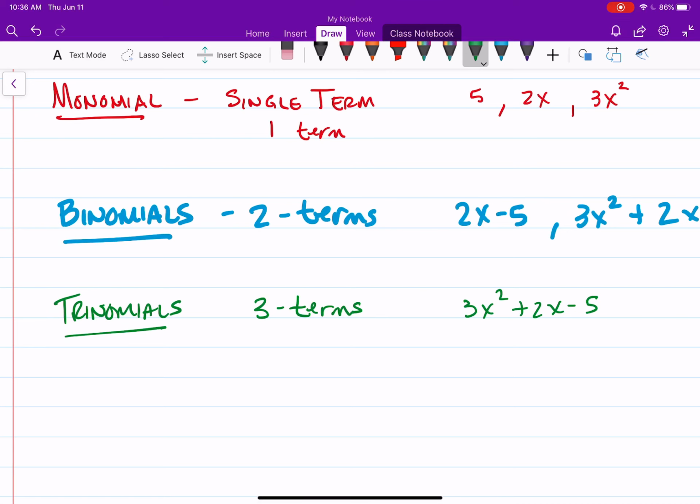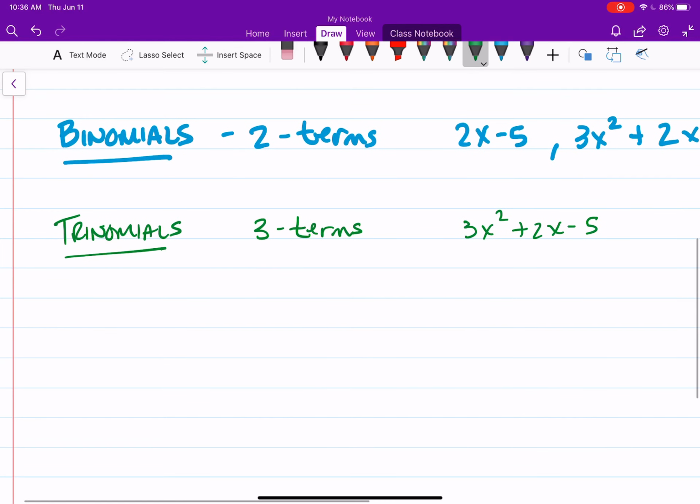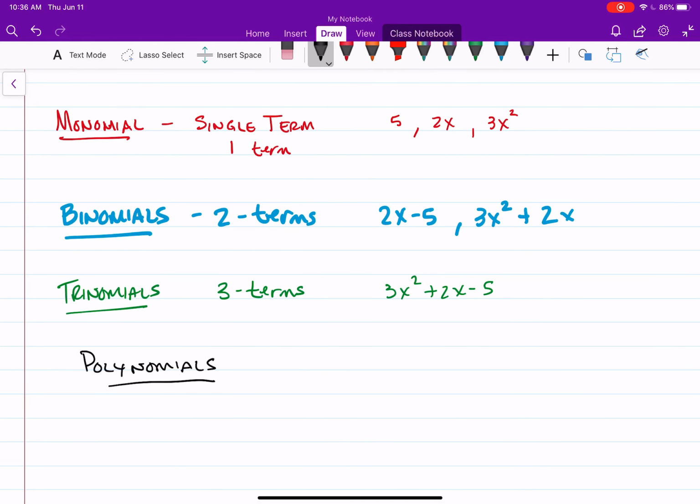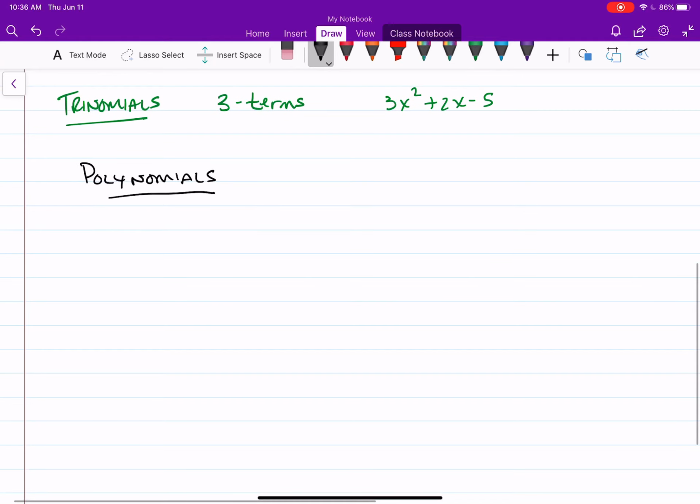Now, these are actually just special names, and it lives under a big umbrella called polynomial. Okay, so polynomials is basically everything. 1 term, 2 terms, 3 terms, 4 terms, 5 terms, 6 terms, 7 terms, 8 terms. They're all called polynomials. Monomial, binomial, and trinomials are just the special names that we typically use more often. So these are all under the umbrella of polynomials. Okay. So another thing that they're going to ask is, what's the degree of each term?